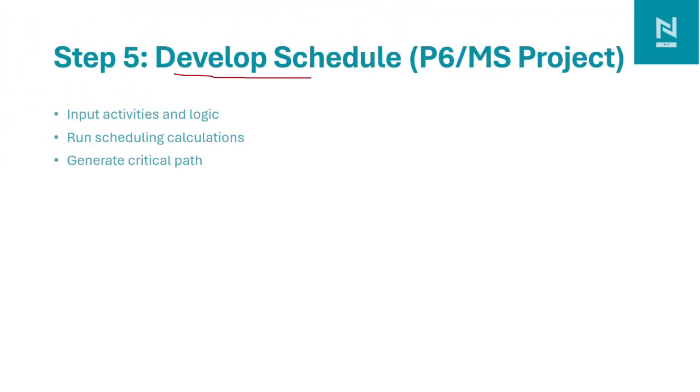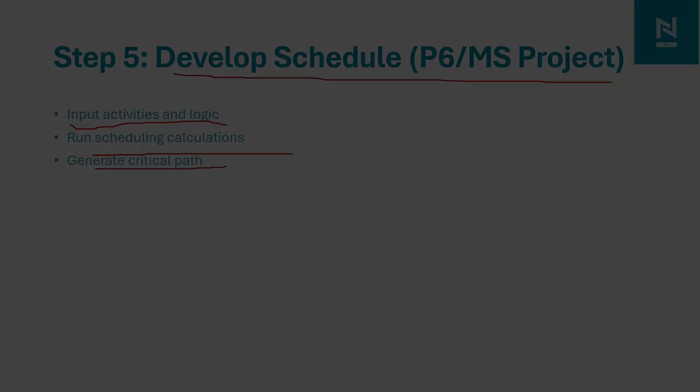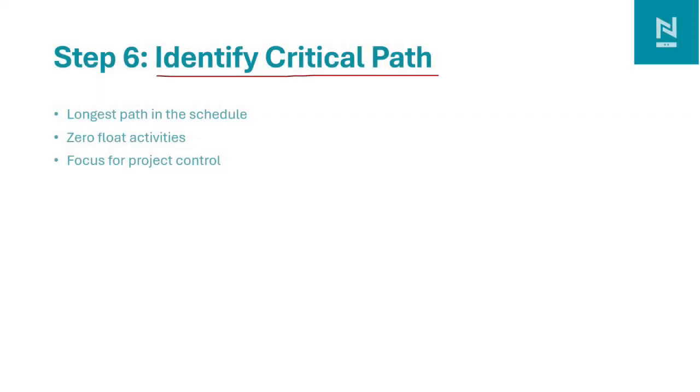After we have all the information, we develop the schedule in planning software, whether we use P6 or MS Project. We input the activities, develop the WBS level, and logically link the activities. We run the schedule calculation and generate the critical path of the project. The critical path is the longest path in the schedule, having total float of 0. If there is any delay on the activities on the critical path, it will impact the completion date of the project. So the critical path is the focus for project control, and the project planner tracks it so that it does not impact the project completion date.